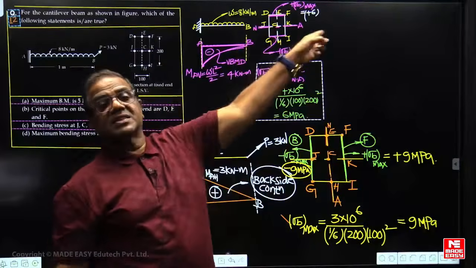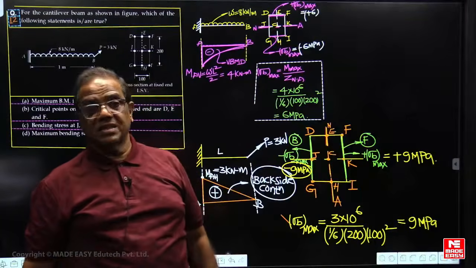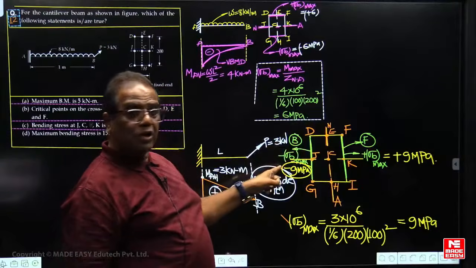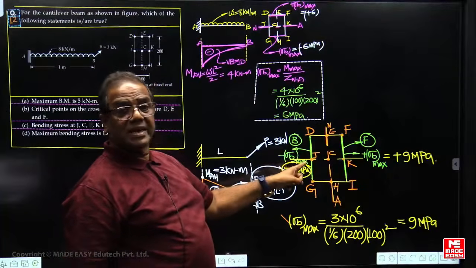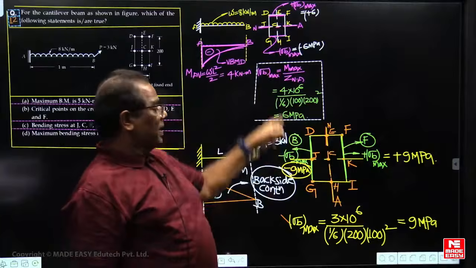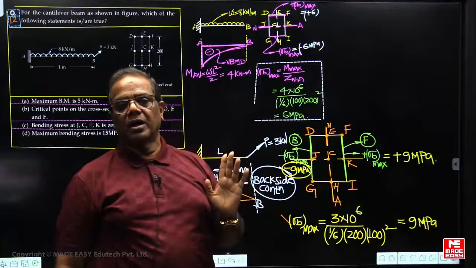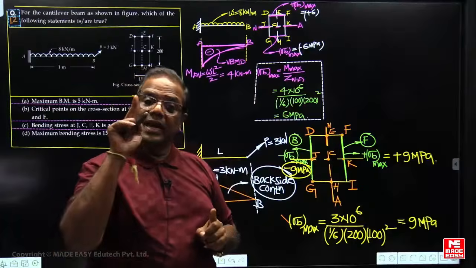At C, stress is 0 now. C stress is 0 here now. But here G is on the backside. What is the value now? Minus 9. What is the resultant stress at J? 0 plus 9, minus 9. So where is the stress 0? Only at the centroid. So bending stress is 0 only at C.